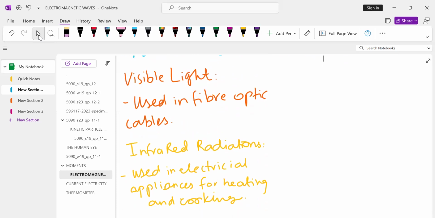And then we have visible light. It is used in optic cables. So this is the only, you can say, the one use of visible light. And you need to remember that they are used in optic cables, because a question can come in P1 asking which ray is used in the optic cable. So four options would be given and one of them would be visible light. So the visible light option is correct.